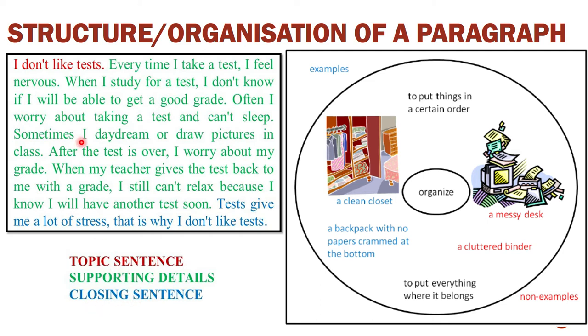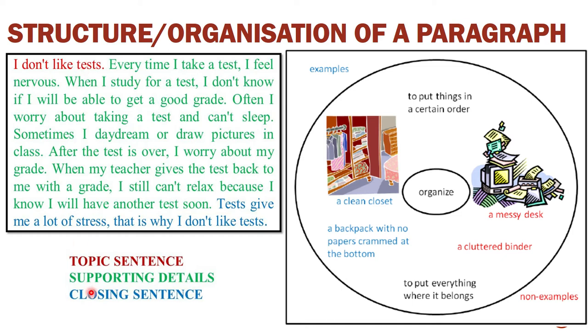Now look at red color. I don't like tests. Now look, this is the main thought. Now the writer is talking about his or her never liking tests at all. Okay. Rest of the lines, all these green lines, they are the examples or arguments or proof that he does not like tests. Then we get to the last line, which is just like we say is equal to, means concluding. Now, after having given so many arguments, the writer again gets back to the controlling idea and sums it up and says that tests give me a lot of stress. That is why I don't like tests. See, he sums it up in a simple way and takes us back to the topic sentence.